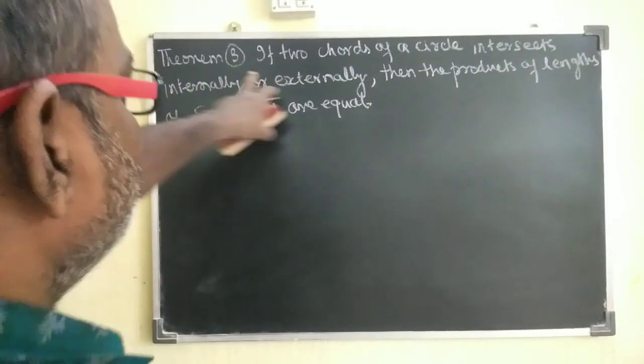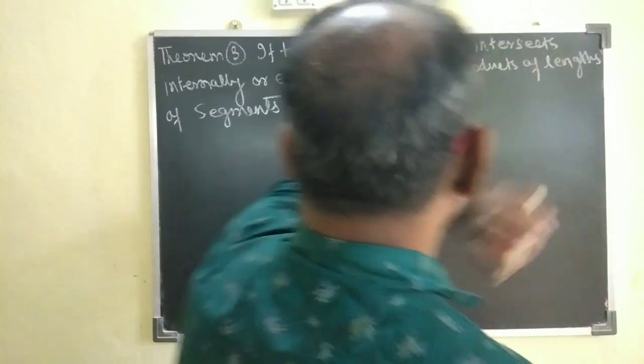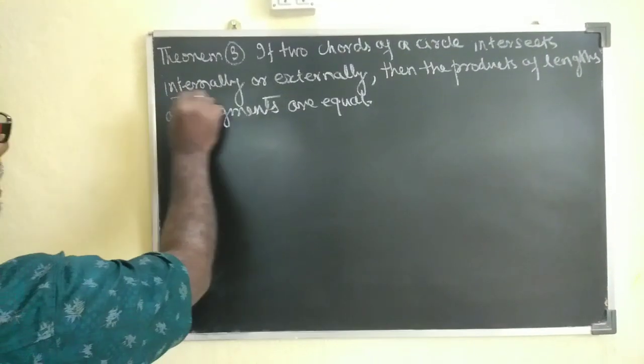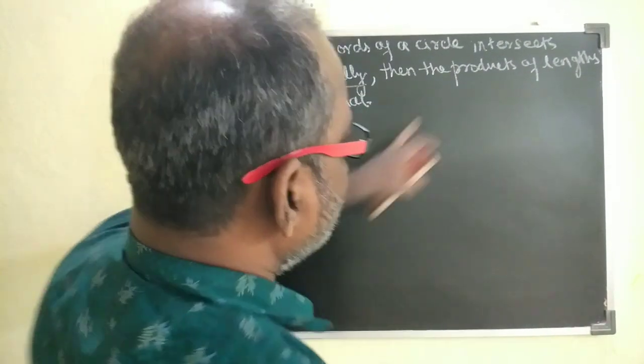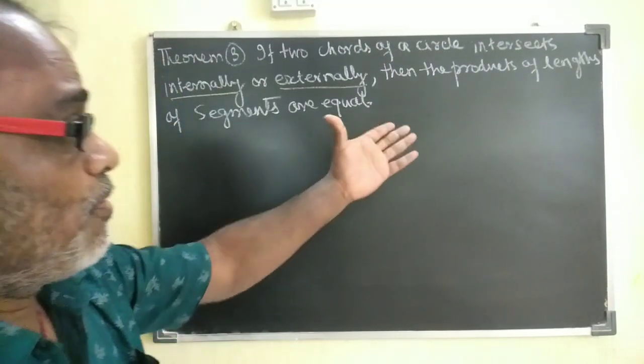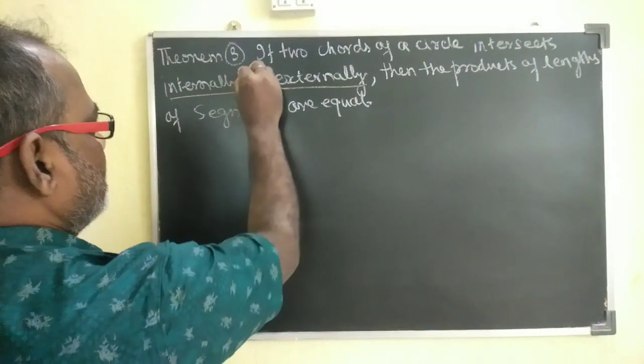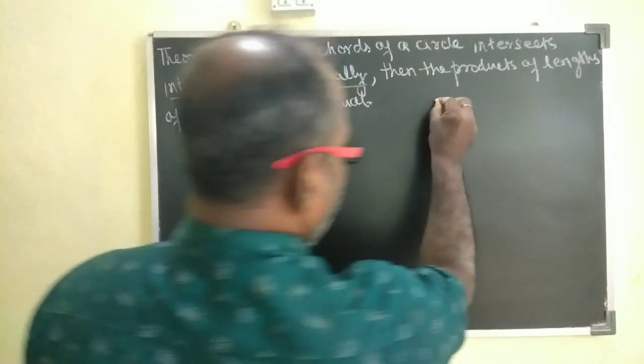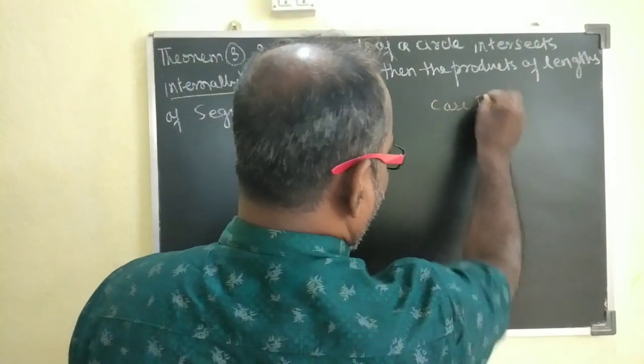One more theorem: if two chords of a circle intersect internally or externally, then the products of the lengths of the segments are equal. This is also a very important theorem. So first let us take the internal case. Here we go with case 1.